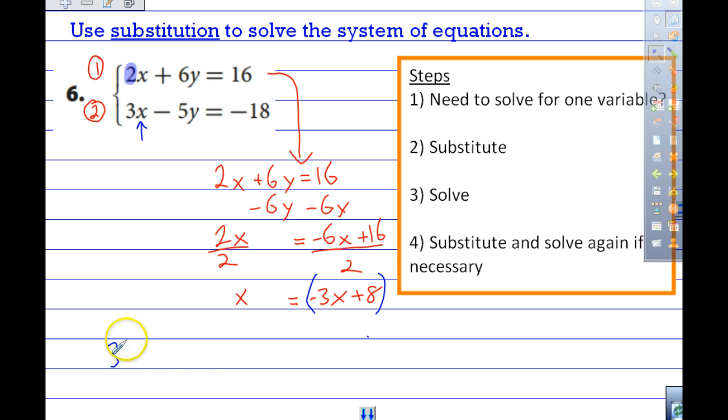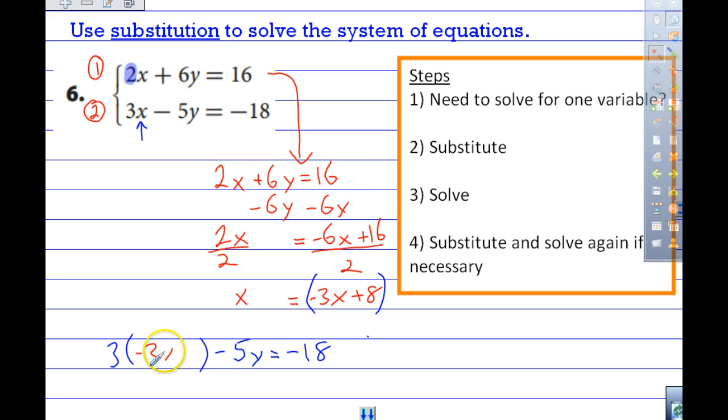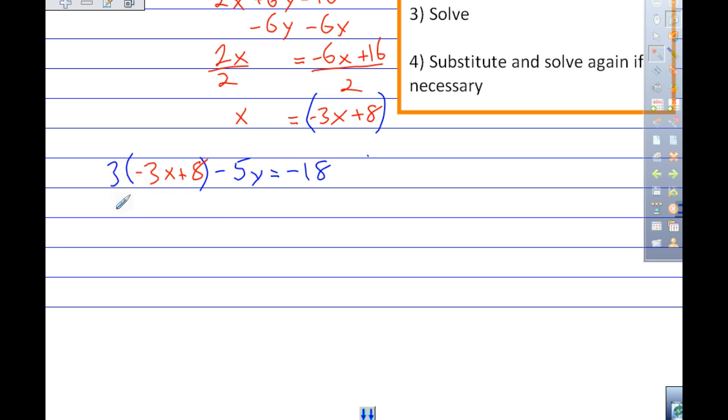So now I have 3 times x minus 5y equals negative 18. And my x I know is negative 3x plus 8, so negative 3x plus 8. And you can see how this now more or less looks like that warm-up question we did. You have to distribute, right? You have to do variables on the same side and so on.